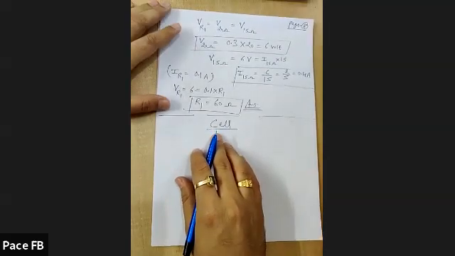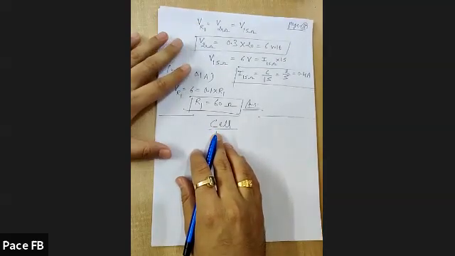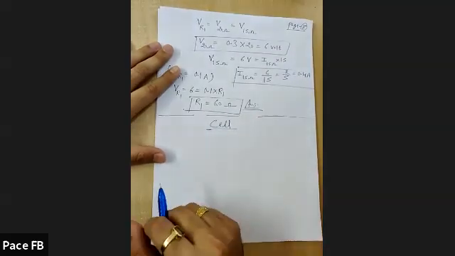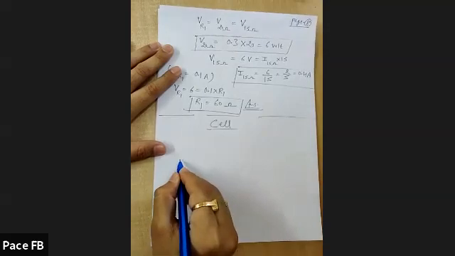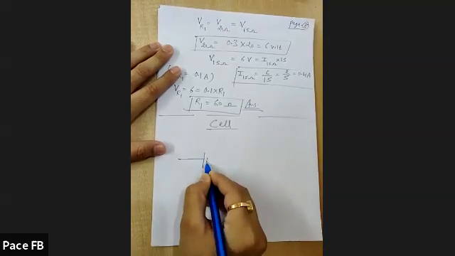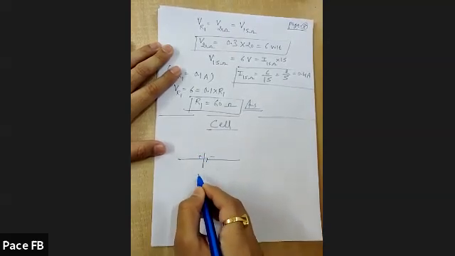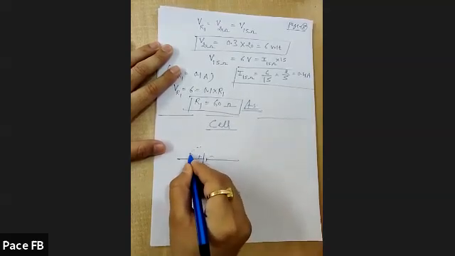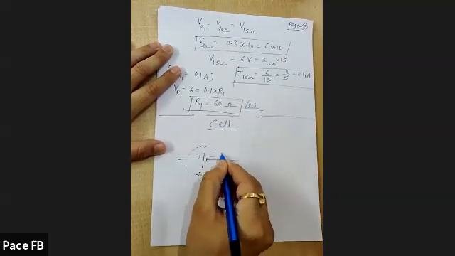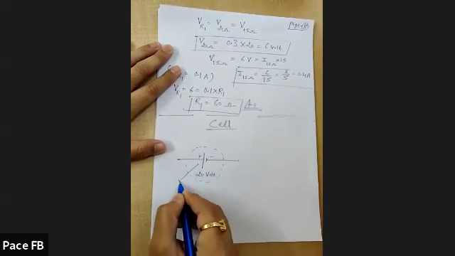Till now we were using a battery. There is a battery of, let's say, 20 volt. So this is a battery.